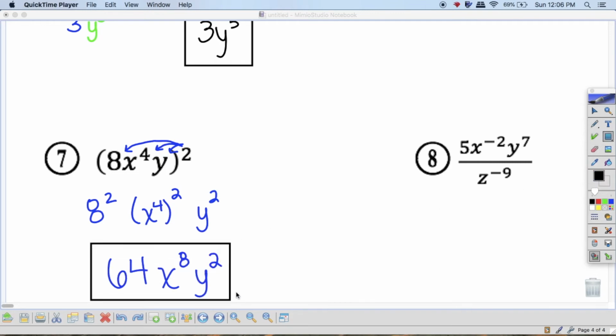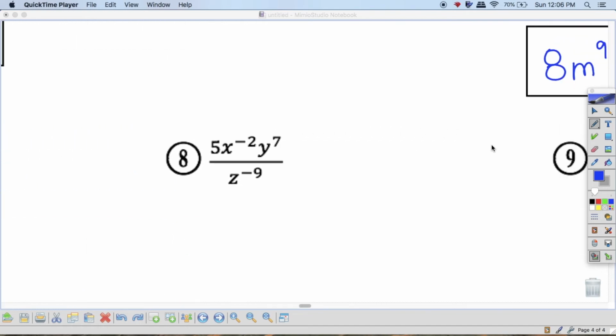Now let's look at some of these negative exponents. What's our rule for negative exponents? Negative exponents move across the line and change the sign. So I need to take this x to the negative 2 power, move it across the line and change the sign. I need to take the z to the negative 9th power, move it across the line and change the sign. If it's negative on the top, it moves to the bottom and becomes positive. A negative exponent on the bottom moves to the top and becomes positive. Now remember, that's just a rule for negative exponents, not negative numbers in general.